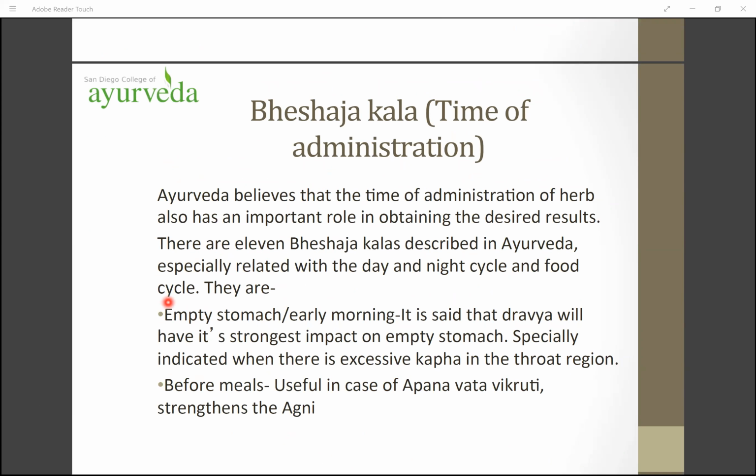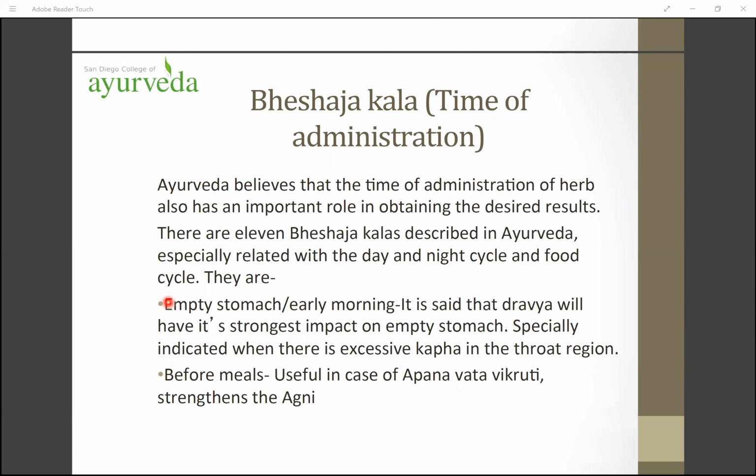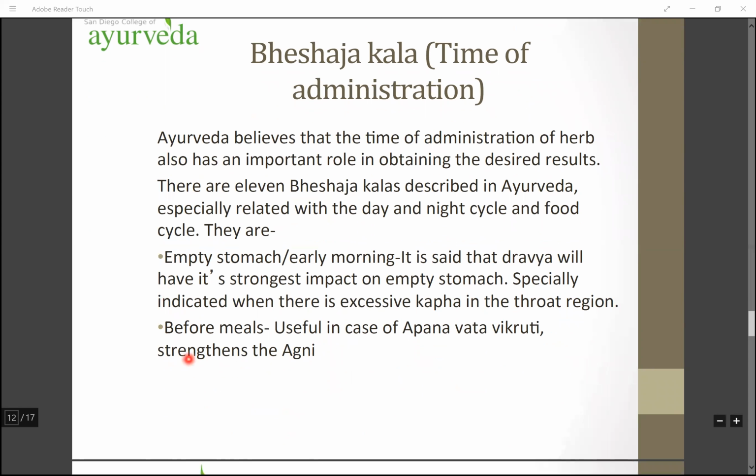Or if you do this purgation therapy, there's a particular oil that you give early in the morning, and then you start cleaning, basically detox your bowels and all that. But that medicine is also administered early in the morning. Before your food, you give medicines where you have an apana vata vikruti, where you want to strengthen the agni.